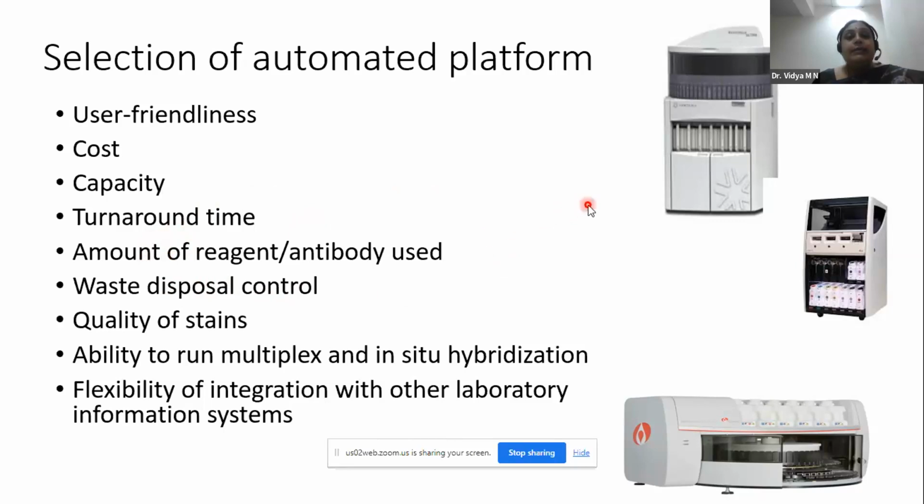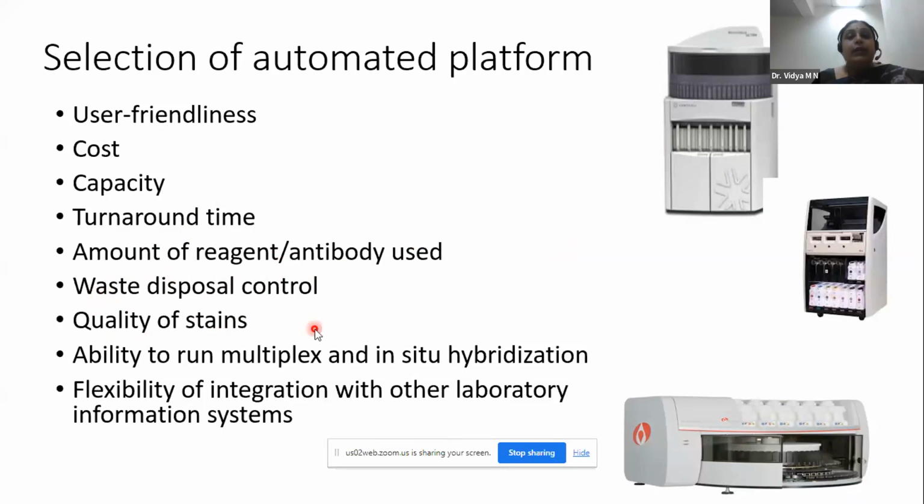You also need to assess these automated platforms in terms of how much antibody consumption is going to happen, because many of these antibodies are expensive. Also, you need to know the local waste disposal controls, because there is going to be a lot of waste generated from these instruments. And finally, the quality of the stains that are going to be generated out of these equipments.